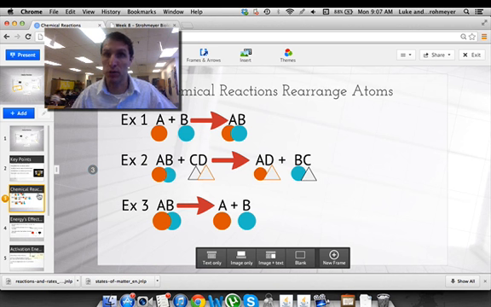Example 2 is a rearrangement or a swapping. We have AB plus CD, and that yields AD and BC. Example 3, we have AB, which are bonded, and we're breaking them apart and making A and B. So really, when we're making chemical reactions, we're probably doing one of these 3 at a different scale. Some chemical reactions can be more complex than others, but really it comes down to this rearrangement of atoms.